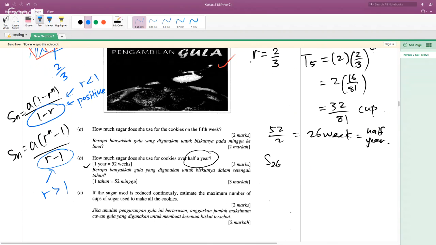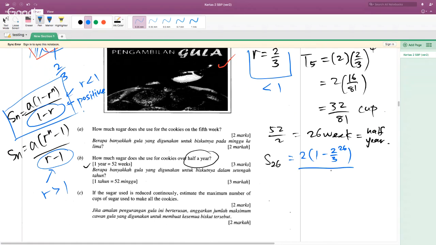In this case, our R is 2/3. So definitely it's less than 1. So we will actually choose the first formula. All right, so I just apply in. So my A is basically 2. 1 minus 2/3 power of N, 26, over 1 minus my R, which is 2/3.